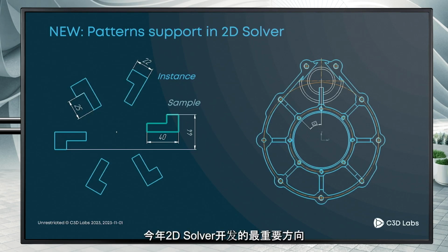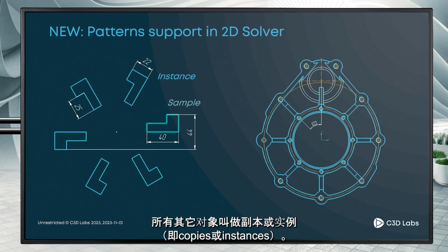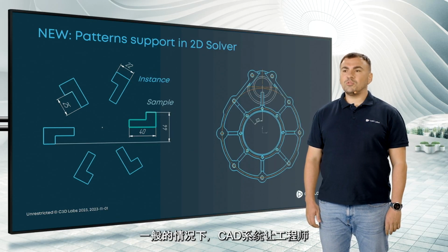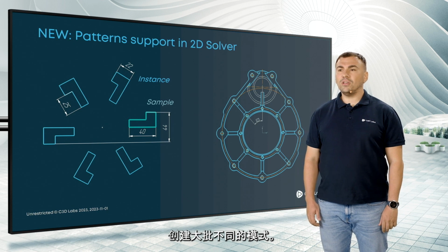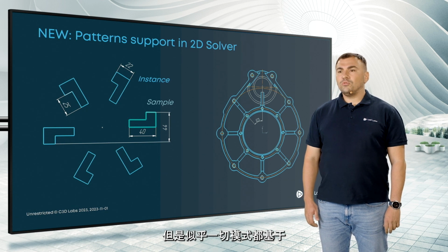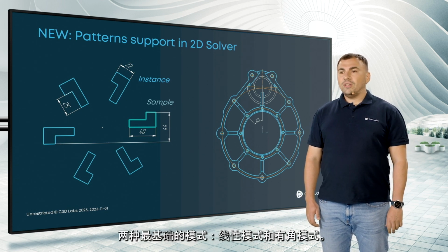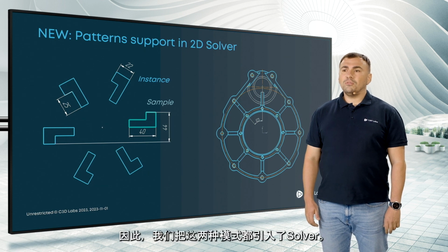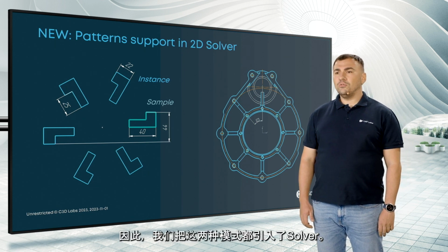The main novelty of the two-dimensional solver this year is the appearance of a new type of objects. These objects are patterns. We understand a pattern as a set of identical geometric objects placed on the plane according to some law. There is a leading element that is usually called a sample, and all other elements are called copies or instances. Usually, CAD systems provide an opportunity for an engineer to create a large number of different patterns. At the same time, almost all of them are a composition of two types of elementary patterns, linear and angular patterns. That's why we have implemented these two types of patterns in Solver.